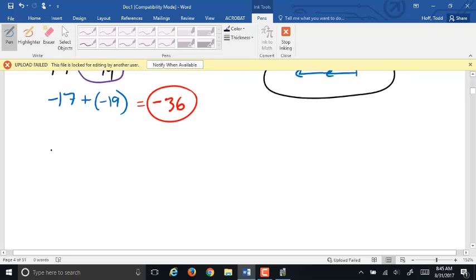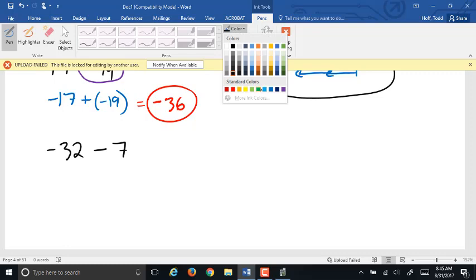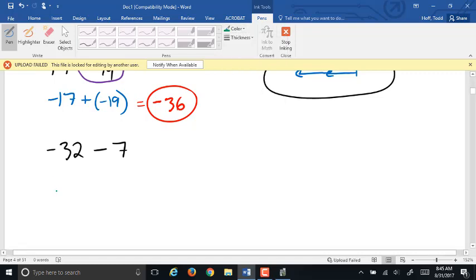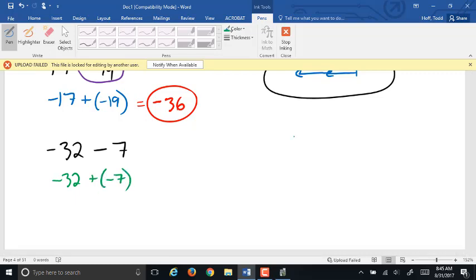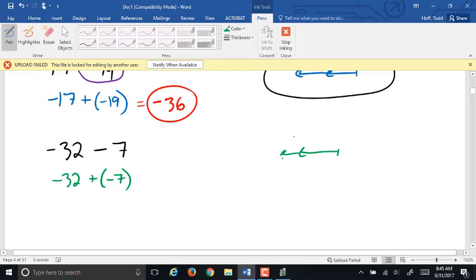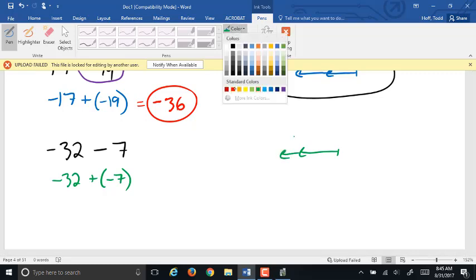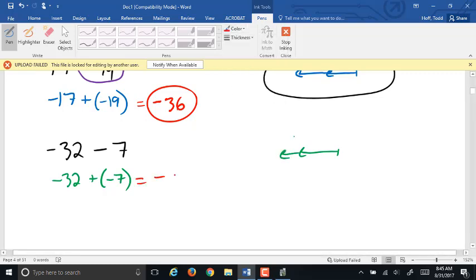We might have negative 32 minus 7. What's that going to turn into? Perfect. Negative 32 plus negative 7. There's negative 32, negative 7. Obviously, on the negative side, they go in the same direction. So we combine them, we add them together. 32 and 7 make 39. So it's negative 39.